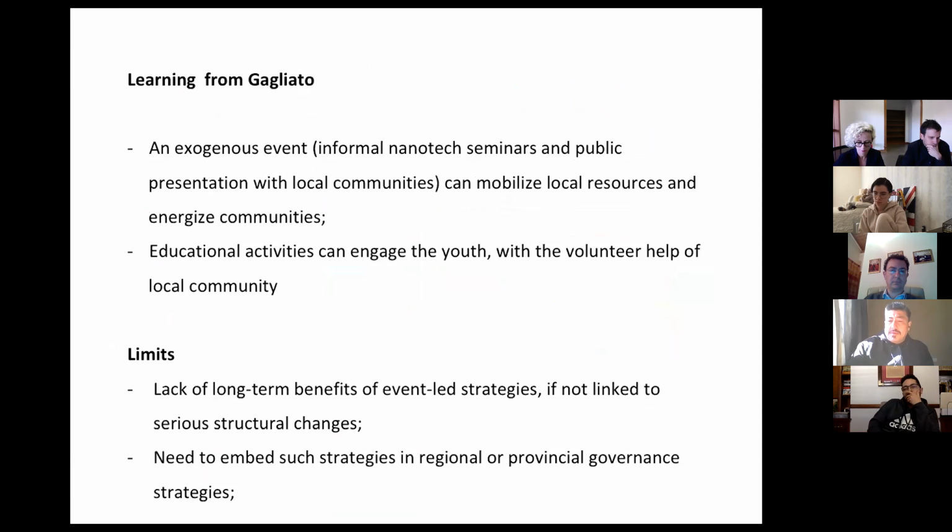This shows that there's always the need of taking an approach to design which is not just physical design, but is also about institutional design, is also about connecting things. And the learning is that these events that can jump into places can leave nothing on the ground, but also instead, if well prepared and well designed, can mobilize local resources and energize communities towards certain goals. And educational activities could provide a platform for engaging the youth and so on. The limit is that there might be a lack of long-term benefits of these activities if they don't provide structural changes to the places.